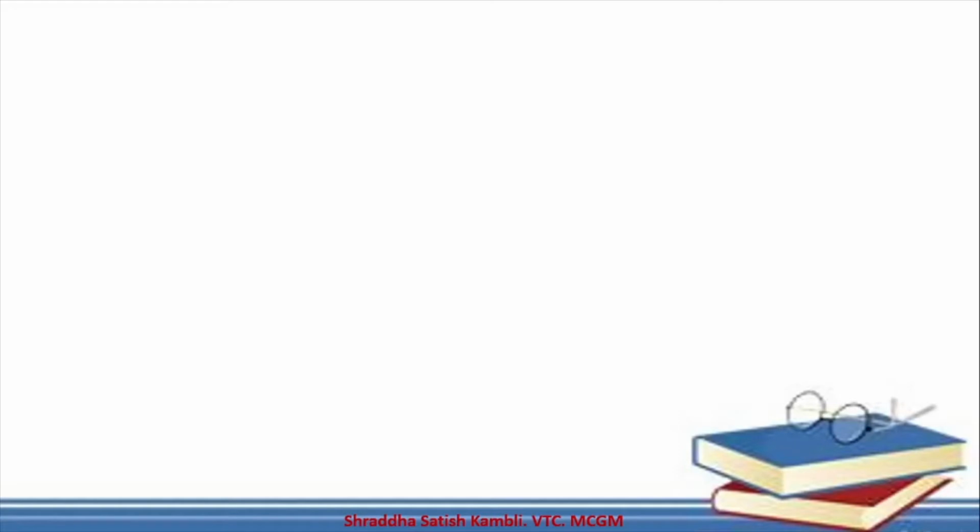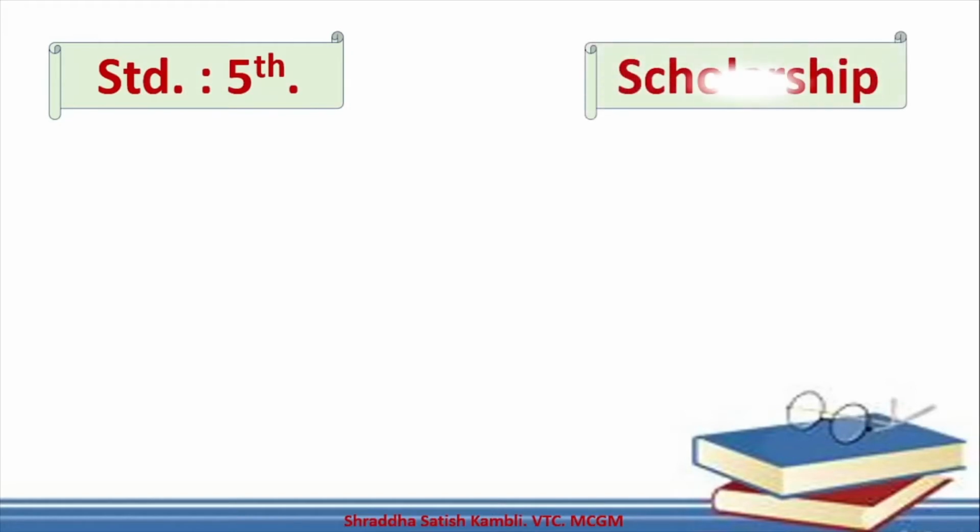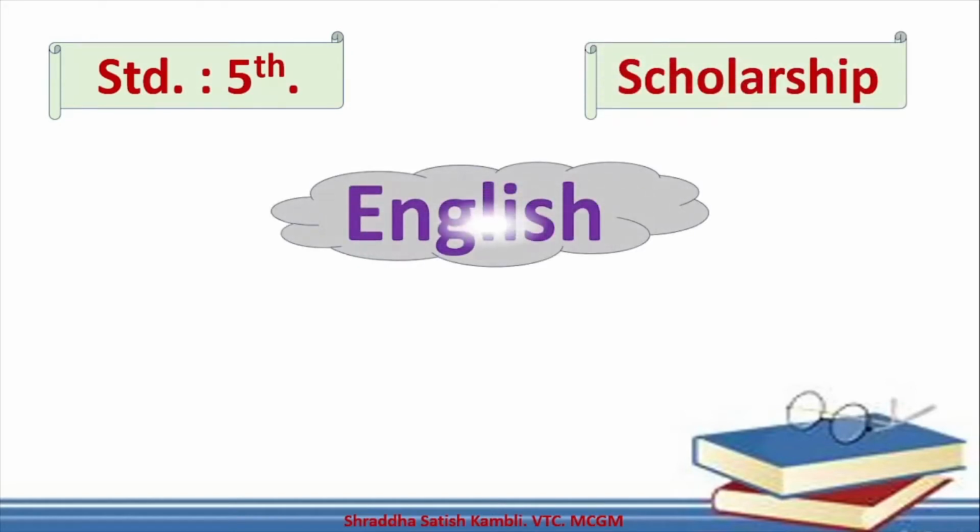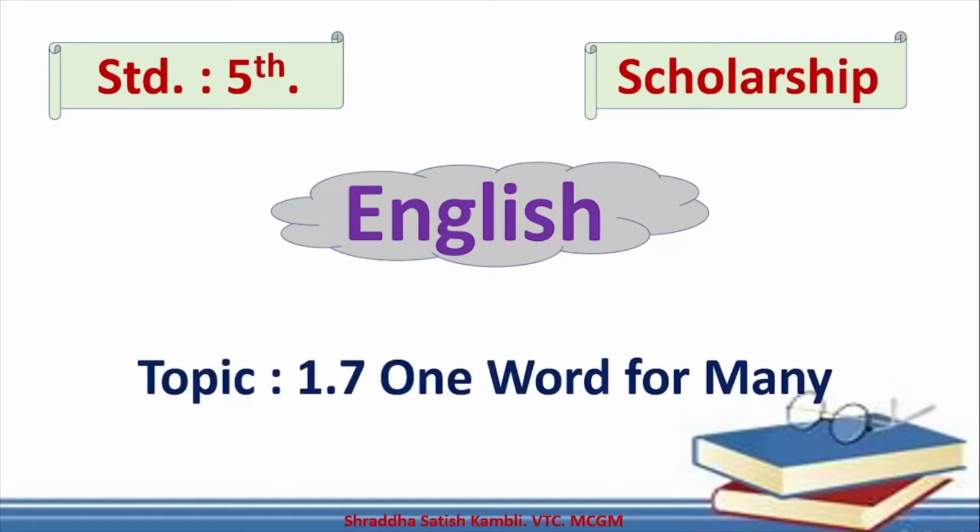So children, here I am back with a lesson in standard 5th scholarship and that also English scholarship. The lesson that we are going to do today is a very short and sweet lesson and it is also a very interesting one. Now we all know that we are doing unit 1 in your scholarship portion, isn't it? We are talking about vocabulary. So we are learning more about words. The lesson that we are going to do today is the 7th one in the unit of vocabulary. So let us call it topic 1.7. And the name of the topic is one word for many.